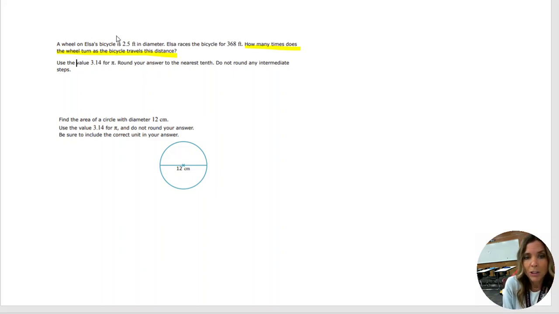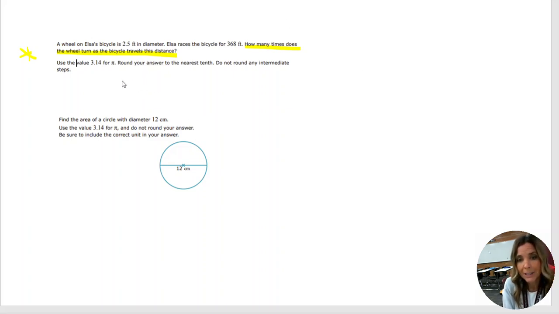So first question is a word problem, and remember, whenever you're doing a word problem, the very first thing you want to do is read through the entire problem. Make sure that you know what the problem is about, and then you want to look for the question that you're supposed to answer. So here we go.